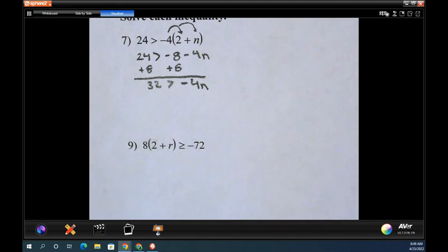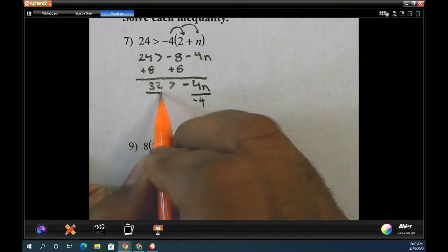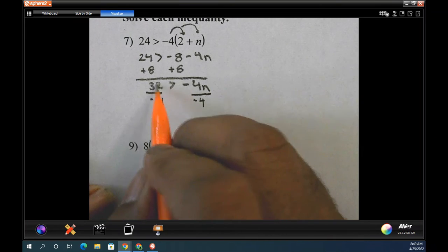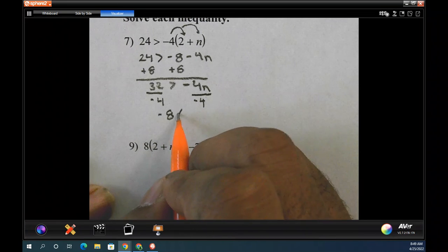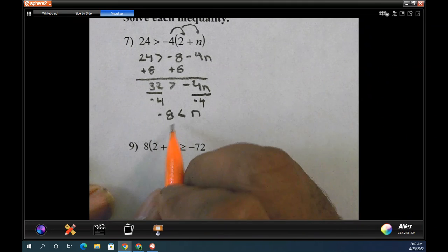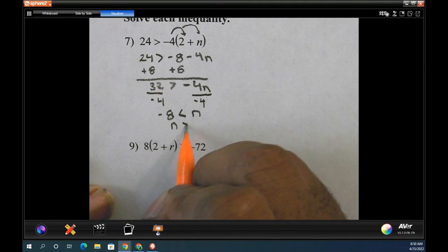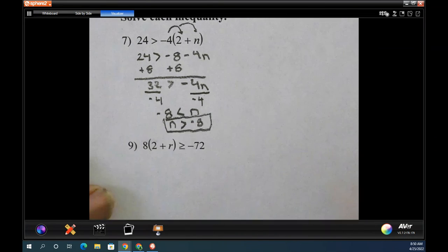This is what's on that cheat sheet. Flip the inequality when you divide by negative. So here's the deal. We divide both sides by negative 4. So this is going to be negative 8. We flip it, is less than n. Now we switch it. It's pointing to the negative 8. So n is greater than negative 8. Remember, the variable's always on the left. There's your answer right there. That's all you're doing.